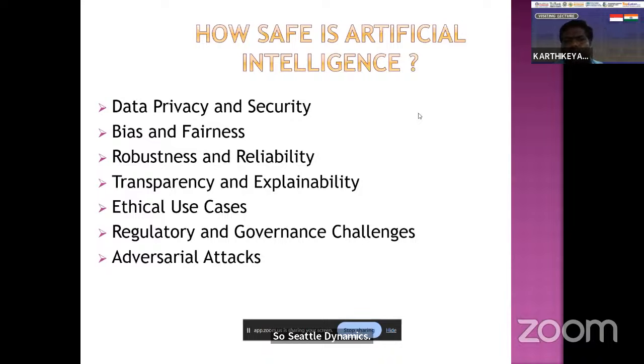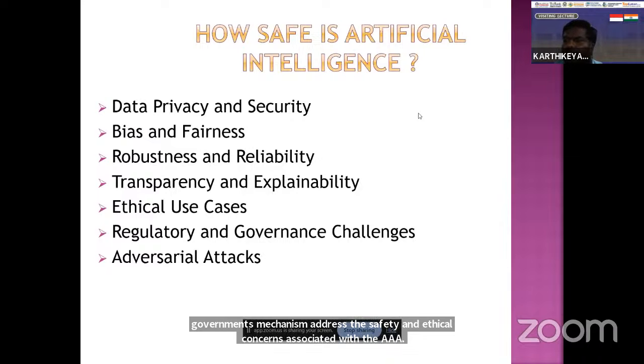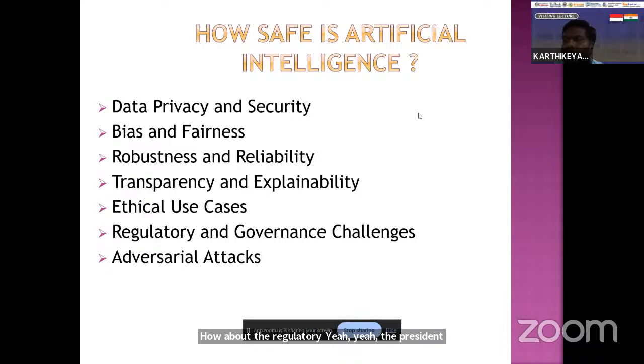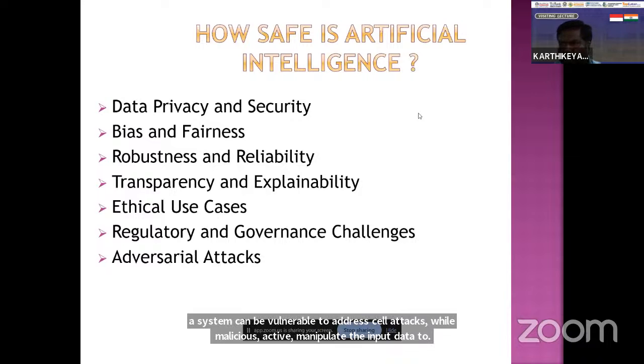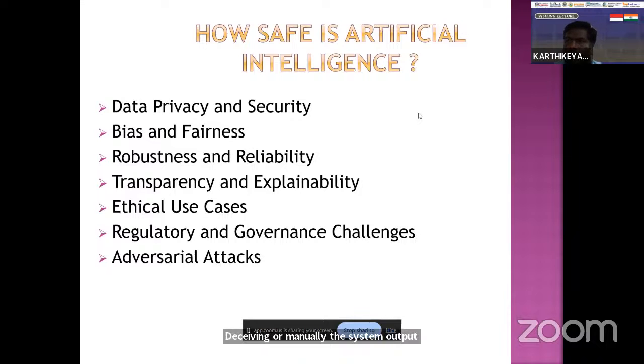And the next one is regulatory and governance challenges. So there is a need for robust regulatory frameworks and governance mechanisms to address the safety and ethical concerns associated with AI. However, regulating AI presents a challenge due to its rapid evolution and diverse applications across various industries. And the last one is adversarial attacks. AI systems can be vulnerable to adversarial attacks, where malicious actors manipulate input data to deceive or manipulate the system output. Adversarial attacks pose risks in domains like cybersecurity, autonomous vehicles, and image recognition.